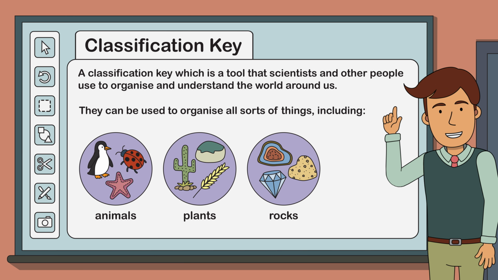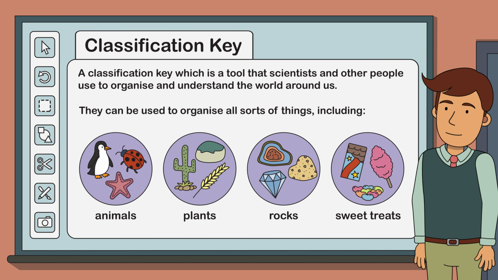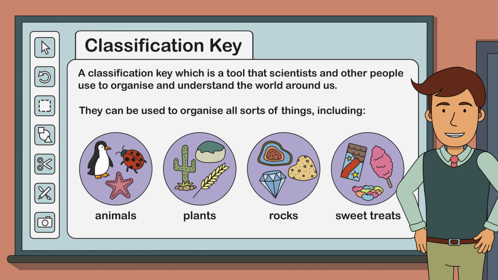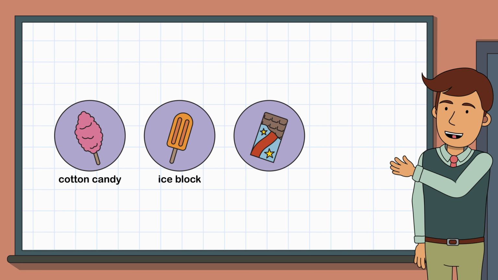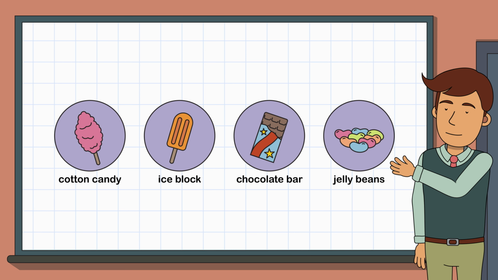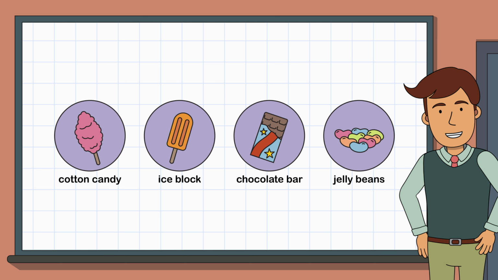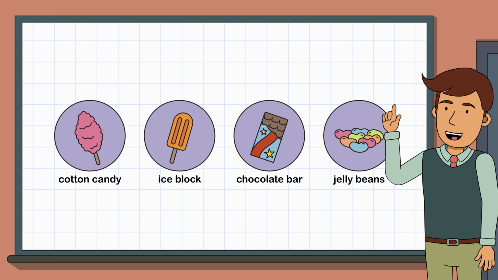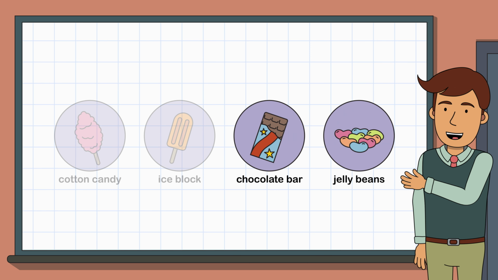Now, normally classification keys are used to organize things like animals, plants, or rocks. But today we're going to classify something much more important: sweet treats. Let's imagine we have 4 sweet items: a cotton candy, an ice block, a chocolate bar, and some jelly beans. Apart from being sweet, what else do these items have in common? One of the features I notice about these items is that some are on a stick and some are not.